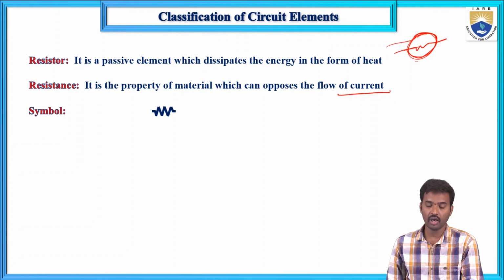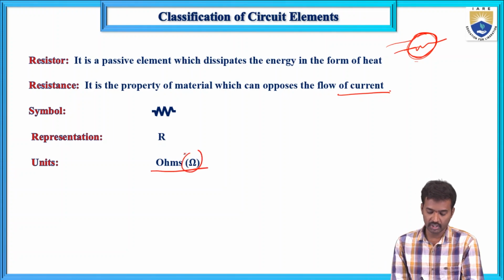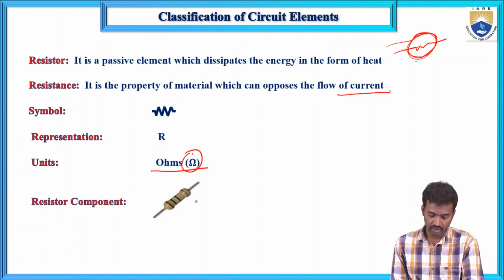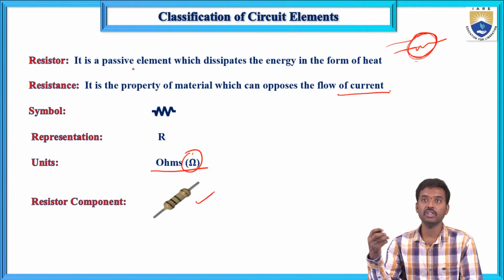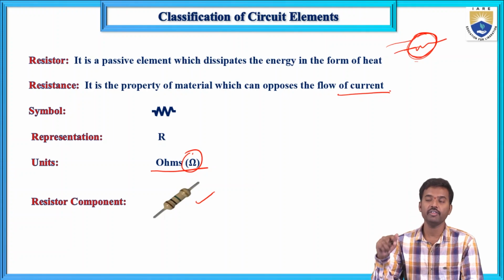The resistor symbol, we know very well this symbol, and the representation is R, capital R or small r, and the unit for resistance is ohms. The resistor component, the real picture, looks like this. It receives the energy from the active element and dissipates the energy in the form of heat, meaning I squared R losses in the form of heat when current flows through the resistor.